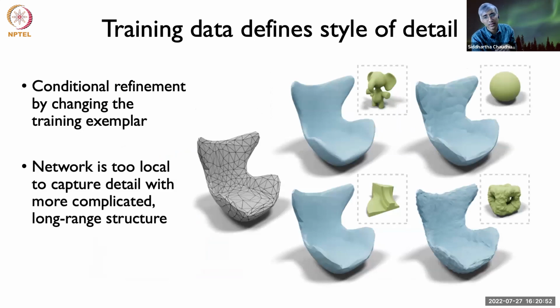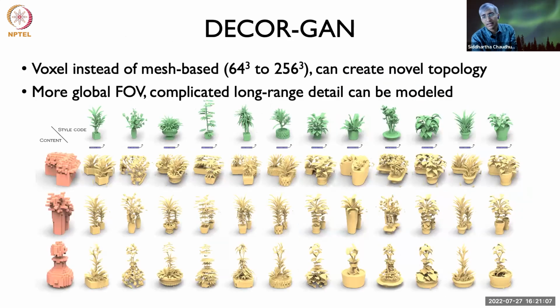So the network is too local to capture detail with more complicated structure, like those plants that we saw in the original, in the first slide that we started with. Okay, so how can we make this better? How can we generate results like those plants?